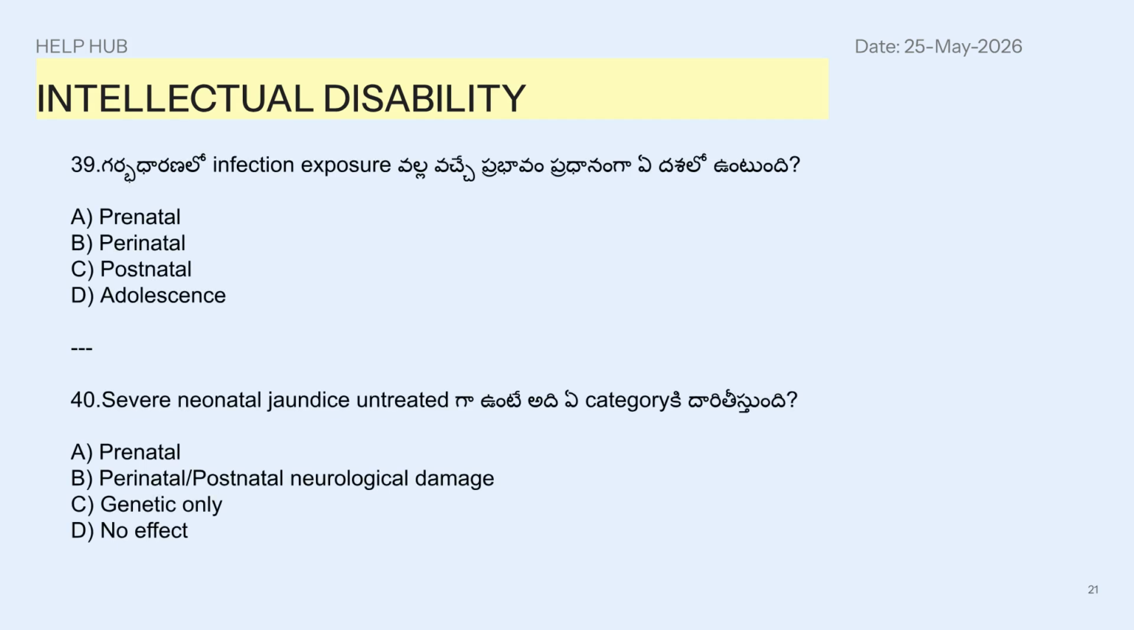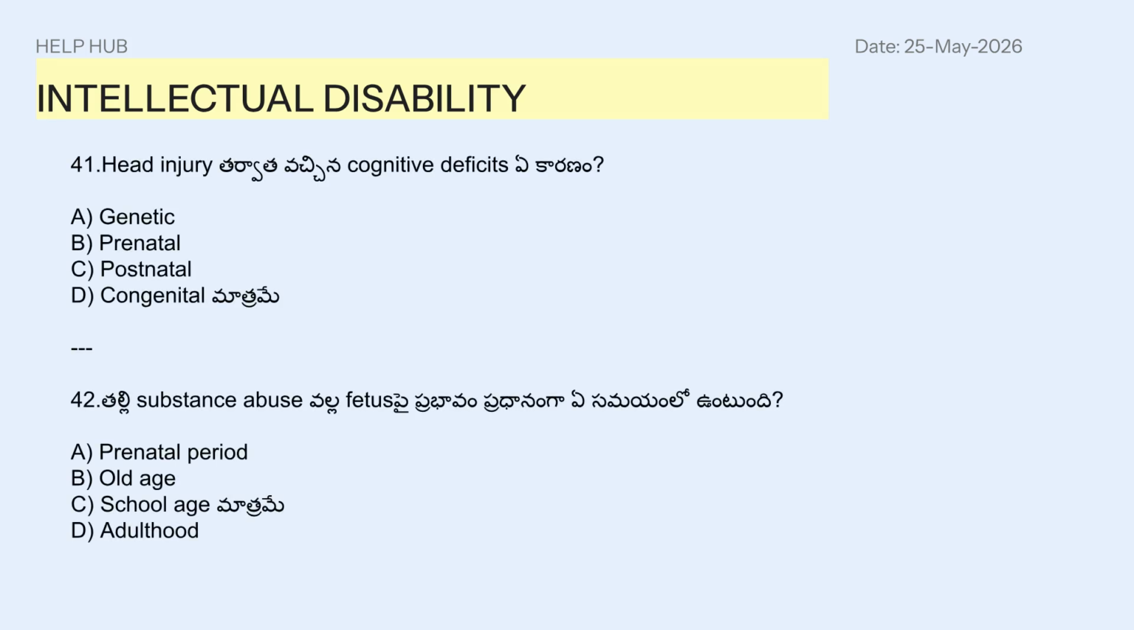Question 40. Untreated severe neonatal jaundice leads to which category? The answer is B, perinatal/postnatal neurological damage. Question 41. Cognitive deficits following a head injury are which cause? The answer is C, postnatal. Question 42. The mother's substance abuse primarily affects the fetus during which period? The answer is A, prenatal period.